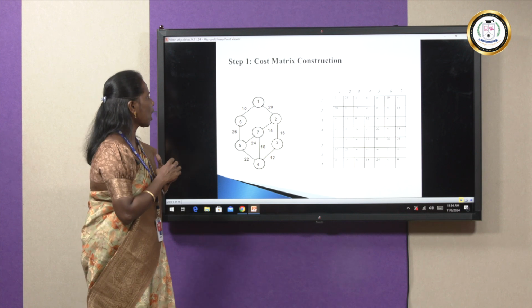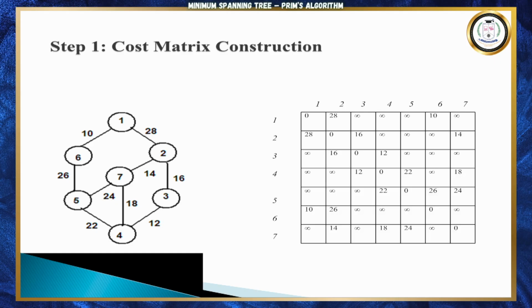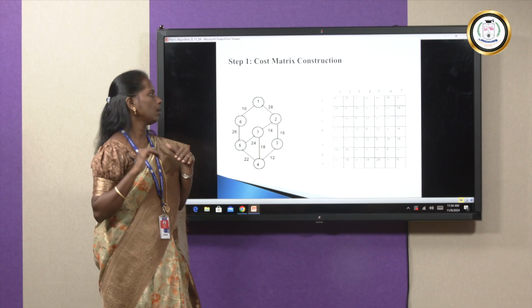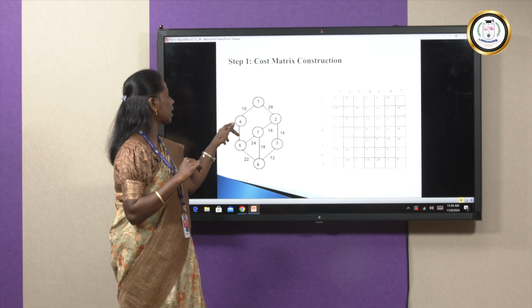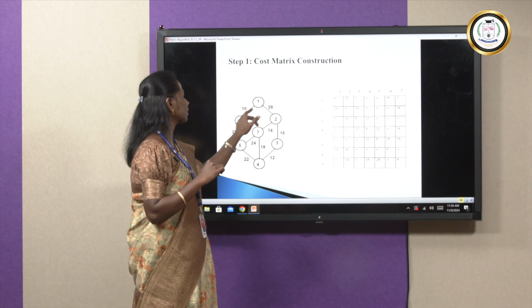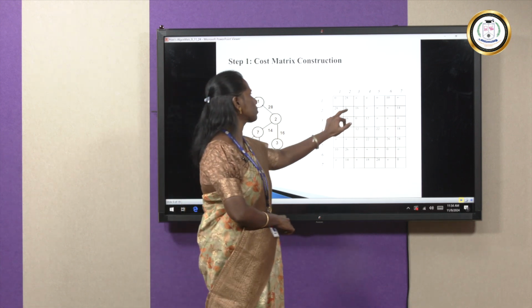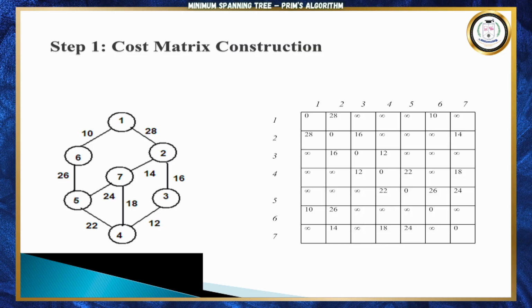Now we know the cost from 1 to 2 is 28, so make the entry in cell 1 to 2 as 28. For 1 to 6 we know the cost is 10, so make that entry in the first row as 10. In the first row, only 2 and 6 are direct connections, and those entries we have entered. Node 1 does not have a direct connection with the remaining nodes, so for the remaining nodes the entry in the cost matrix should be infinite. That is, 1 to 3 is infinite, 1 to 4 infinite, 1 to 5 infinite, 1 to 7 infinite.